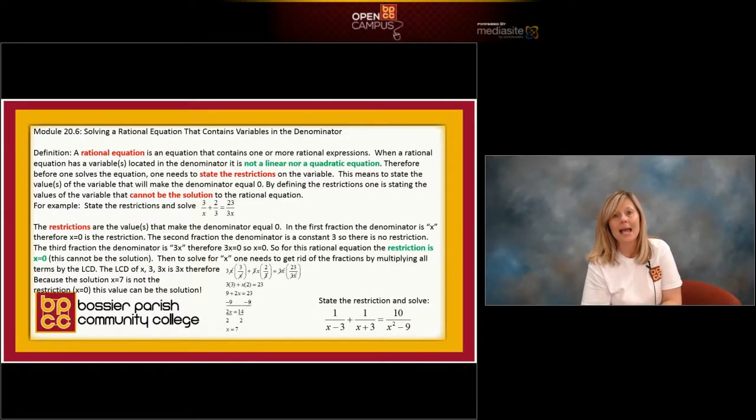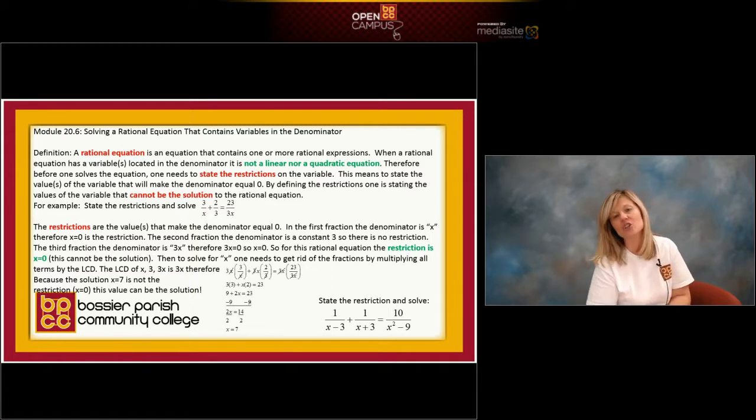Welcome back. Now we're going to use this information we learned about being undefined and finding the restriction on the variable and solve some more rational equations. Remember, rational just means the equations contain fractions. The problem now is what happens if your equation has your variables in the denominator and not the numerator?